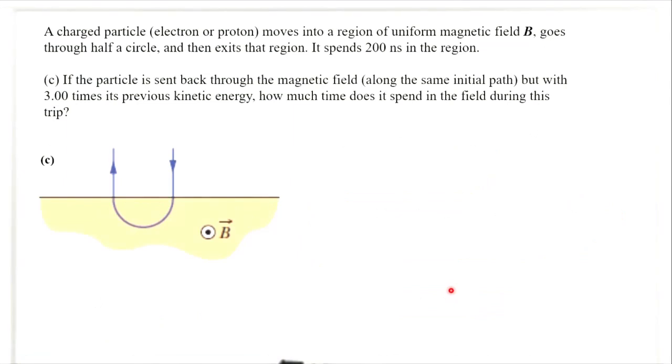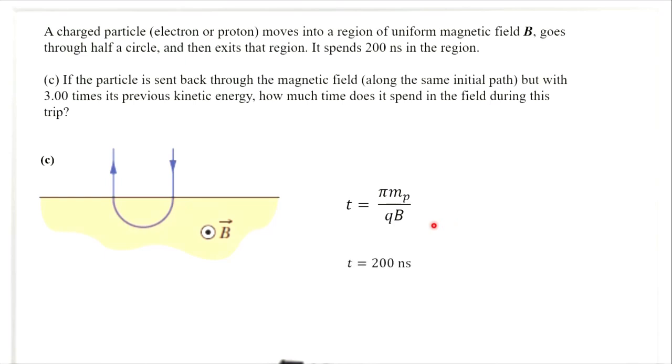The last part of the problem has a very simple solution. An increase in kinetic energy means that the speed of the particle when it enters the region of the magnetic field also increases. But if we look at the equation for the time t which a particle spends in the magnetic field, we see that this time doesn't depend on the speed of the particle, v. And for this reason it remains the same.